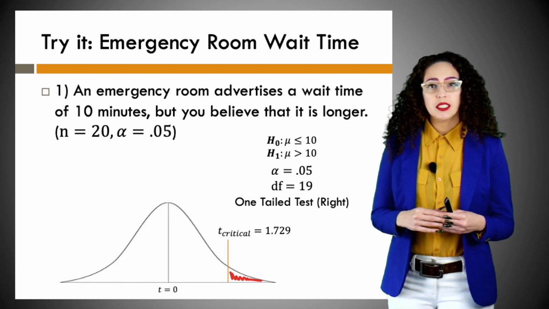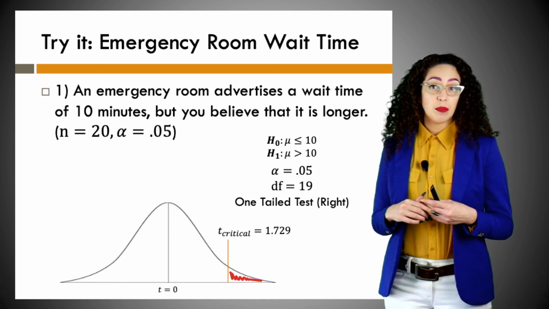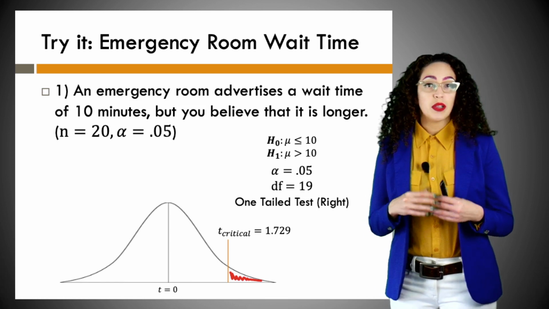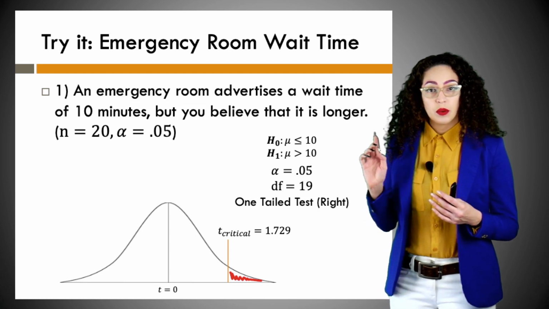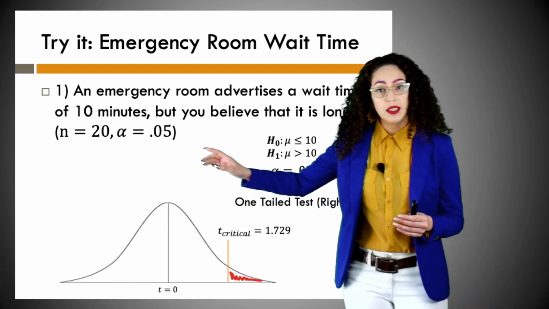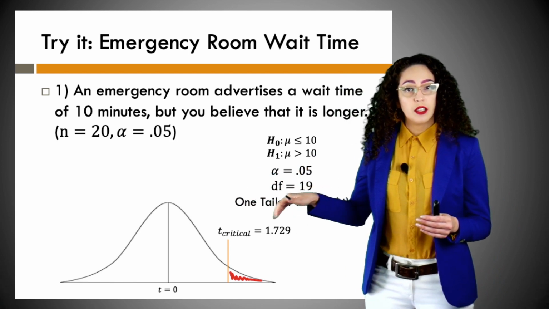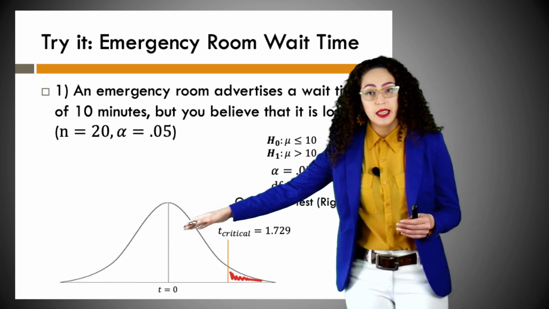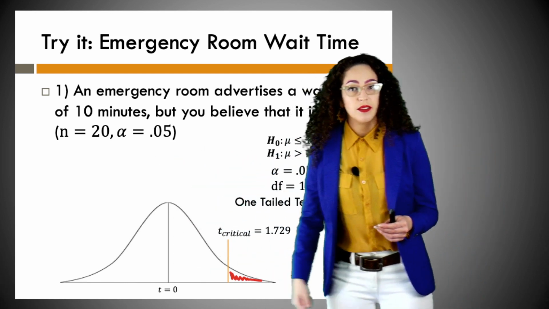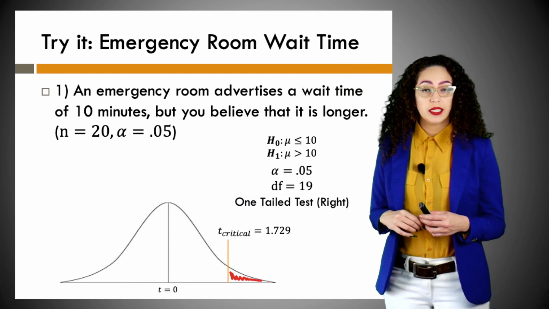Number 1, an emergency room advertises a wait time of 10 minutes, but you believe that it's longer. And we have a sample size of 20 and are testing at the alpha of 0.05. So we already did our hypotheses for this. We think that it's a longer than 10-minute wait time. So we can draw our picture, and we know that we're looking on the right side. And because of that, we know that our t critical value is going to be positive, because anything above 0 is positive, anything below 0 is going to be negative. So let's go and see where we got this 1.729.